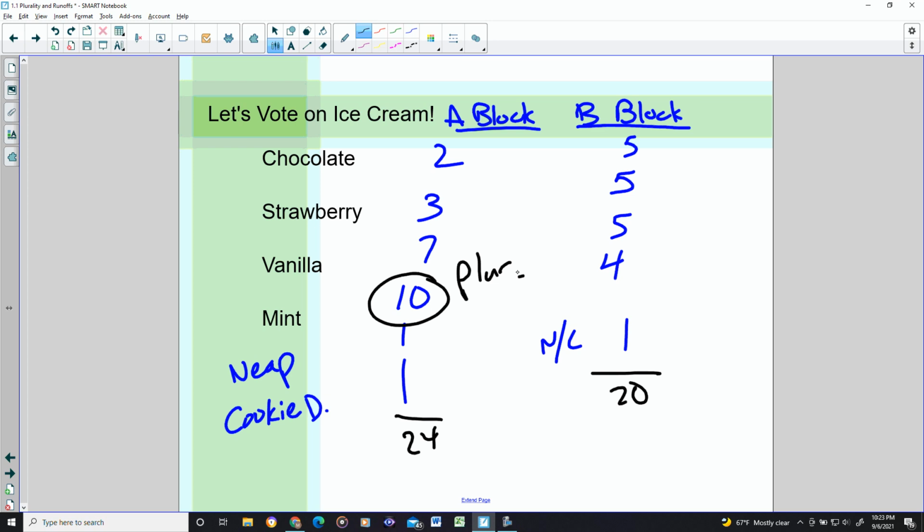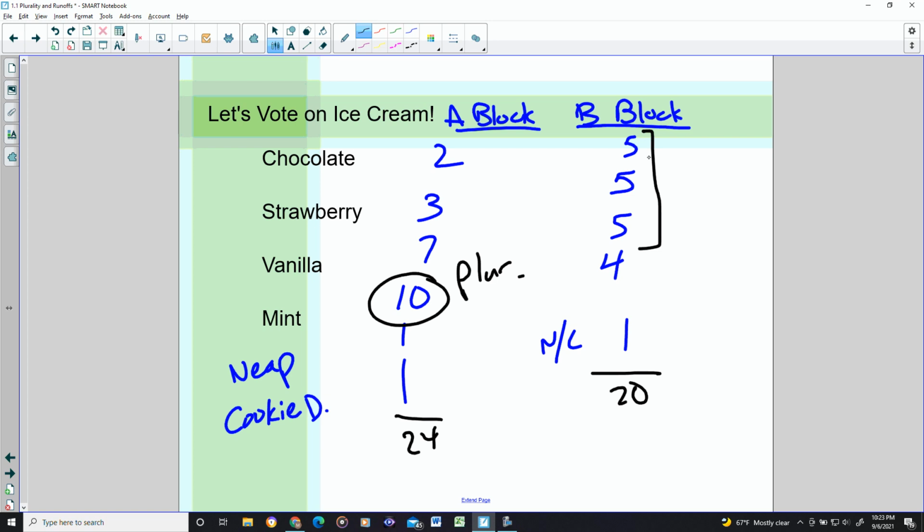So now what we can do is look at B block, and you'll notice in this case it's a tie. Here's an interesting case. Which one wins? Well, it's a tie between chocolate, strawberry, and vanilla, and none of them have more than 25% of the vote. So here's an interesting situation.